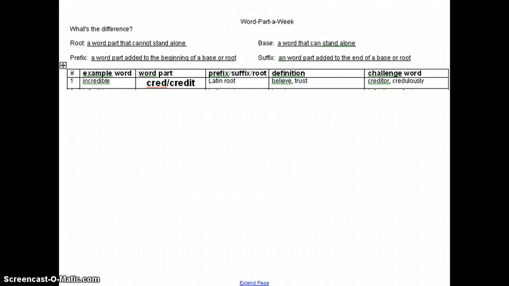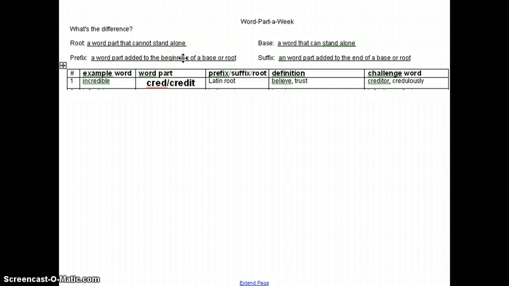One of the routines that we're going to be working on Fridays is going to be called the word part of the week, the word P.O.W. And since this is the first word part, we're going to do a quick review of what the different word parts are. So a root is a word part that cannot stand alone.